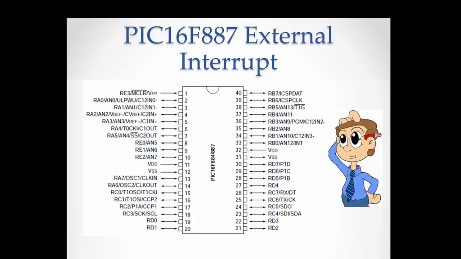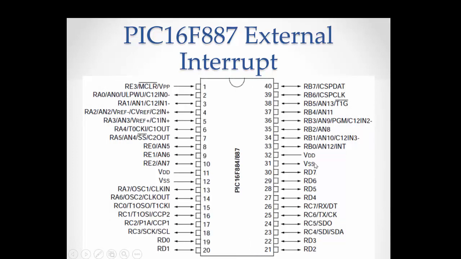So the next step is to locate where that external interrupt is located. Oh my god, this sounded so bad. Alright, so we need to know where that external interrupt is located. So first of all, if you look carefully here, this RB0 has 3 options: RB0, AN12, and INT.